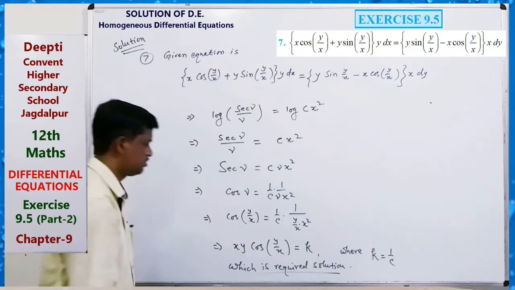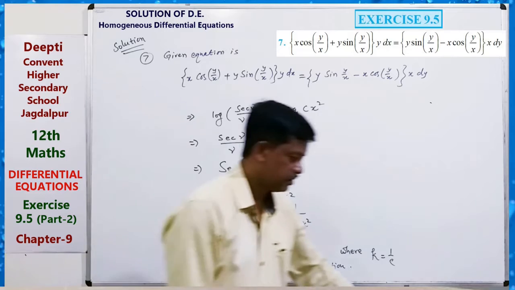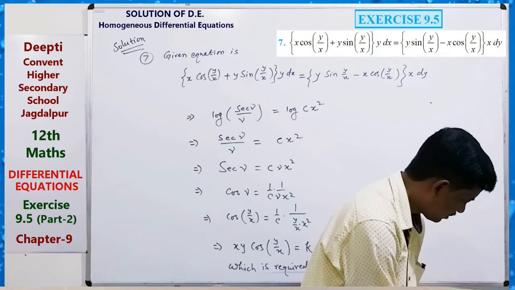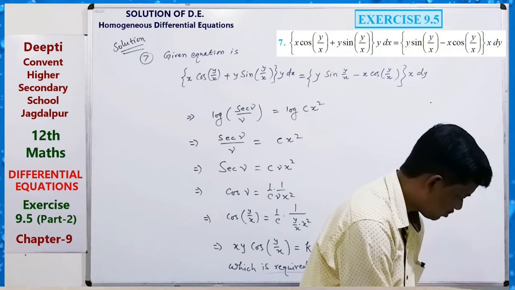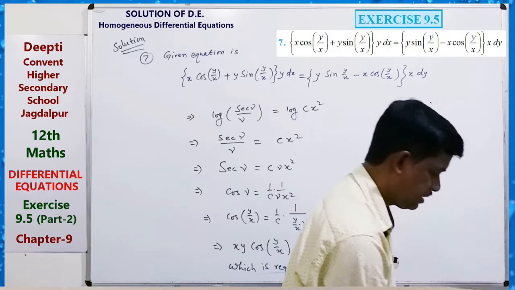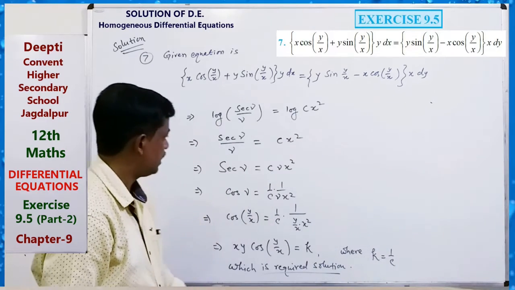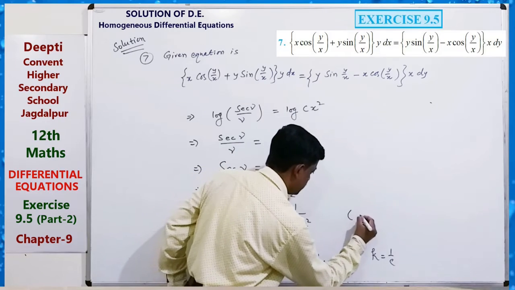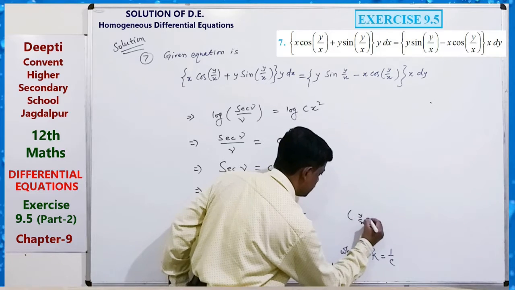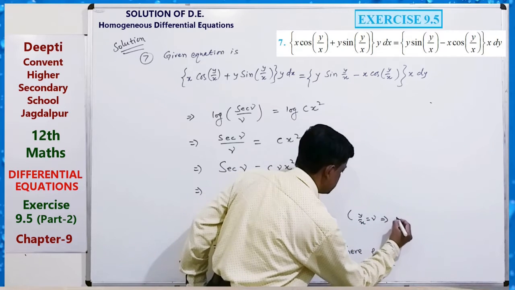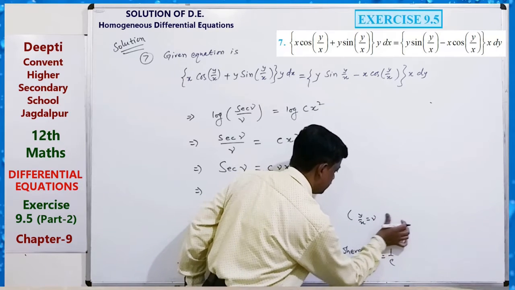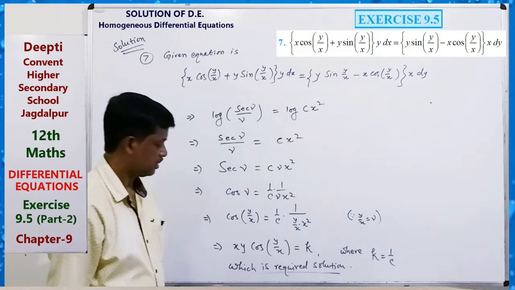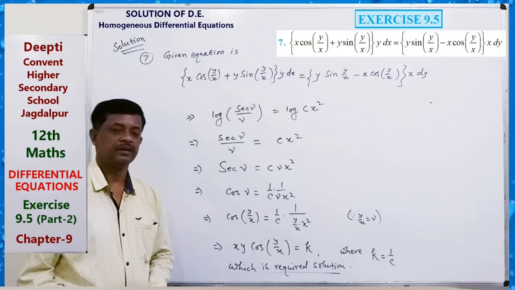Just you have to write the solution in simplified form. Okay, so this is the solution of question 7: xy cos(y/x) equals c, constant. Clear? So for writing here, we just put y/x equals v. This is the solution.